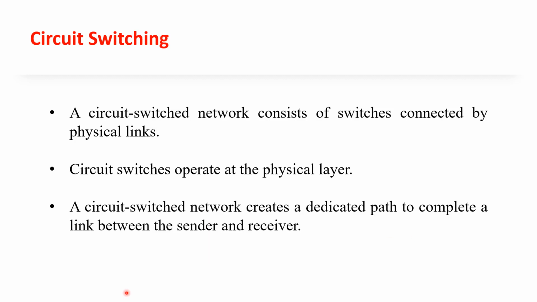Here is a simplified overview of circuit switched networks. It consists of switches connected by physical links like wires or fiber optics. It works at the physical layer of the OSI model, which handles the actual transmission of data. It establishes a dedicated path between the sender and the receiver before any data transfer occurs. This process involves call setup, data transfer, and call teardown.